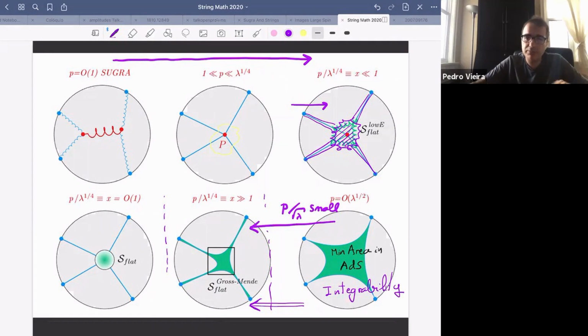And of course, it would also be very important from the point of view of just understanding better holography and flat space holography and this flat space limit and this interpolation between low energy and high energy, even in flat space.